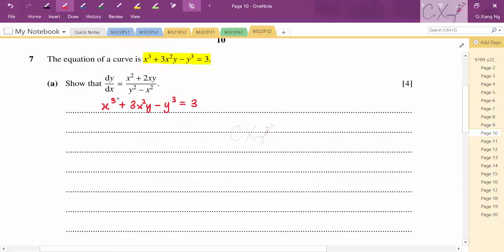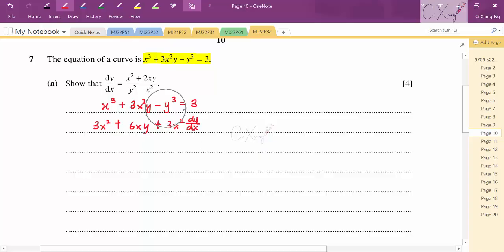First one is x power 3. After differentiation, I get 3x squared. Then plus, for the second term, I have 3x squared y. You can treat it as a product of two functions: the first function is 3x squared, and the second function is y. So we have to apply the product rule. If I differentiate 3x squared, I get 6x, then I copy the second function, which is y. Then plus, I copy the first function, 3x squared, and differentiate the y. When I differentiate y, I have dy dx. I have a 1 and also dy dx.